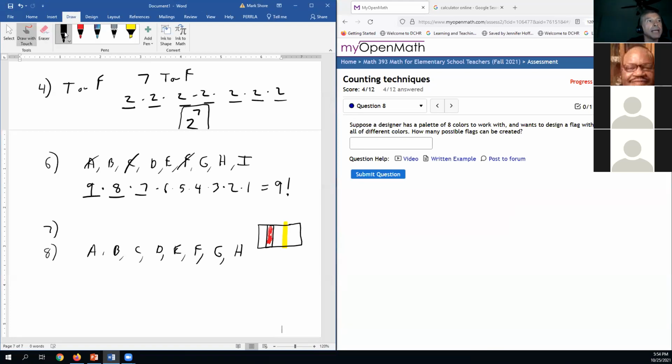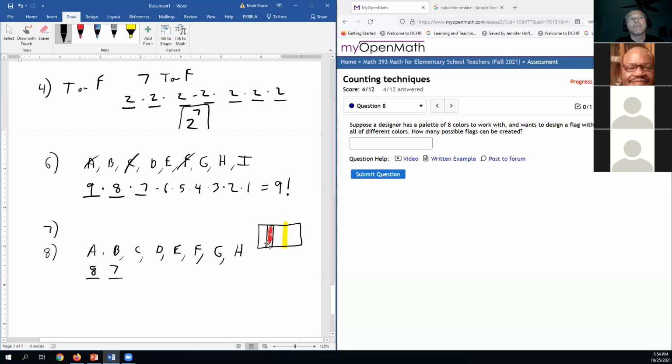So how many colors do you have to choose from to start off with? 8. And does it say they have to be different? Yes, it does. 2 vertical stripes, all of different color, or both of different color, however you like to say it. So that's 8. Now this has to be a different color. So how many choices are there? 7. But there's something that matters here.